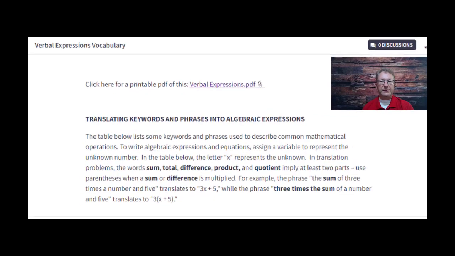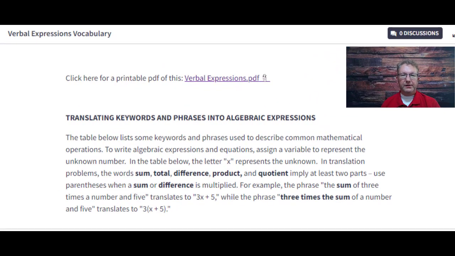Translating keywords and phrases into algebraic expressions. This table lists some keywords and phrases used to describe common mathematical operations. To write algebraic expressions in equations, assign a variable to represent the unknown number. In the table below, the letter x represents the unknown.